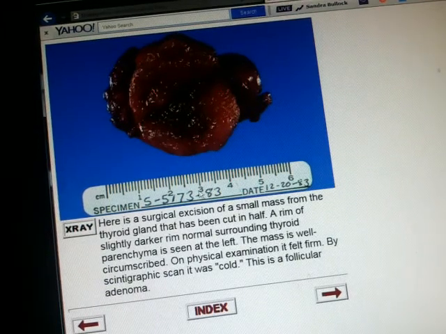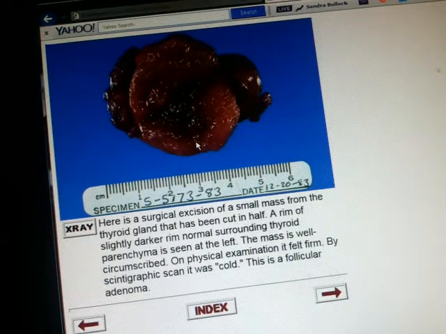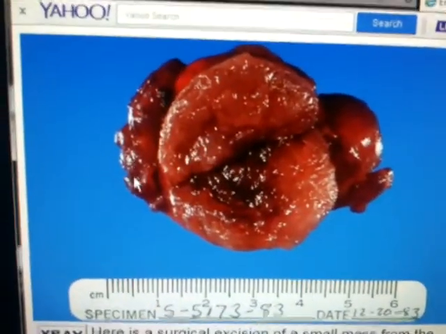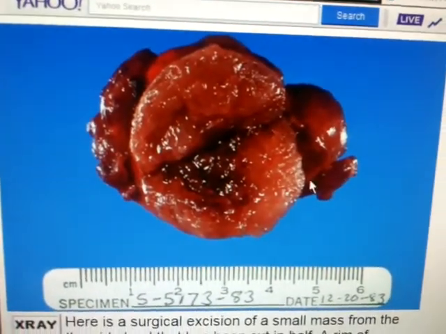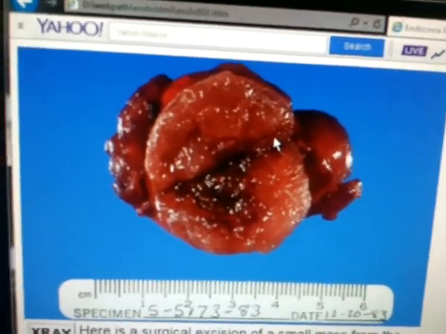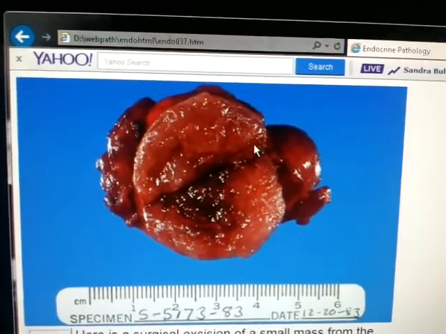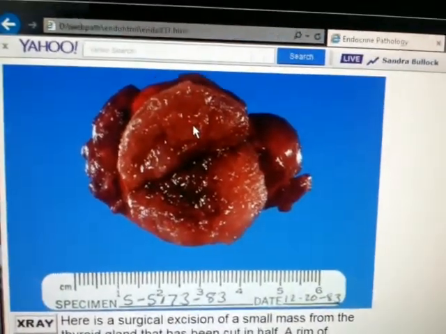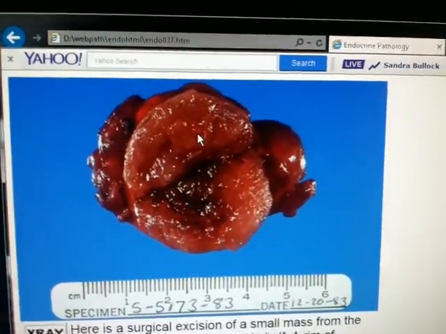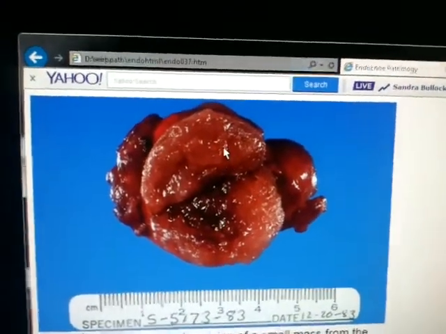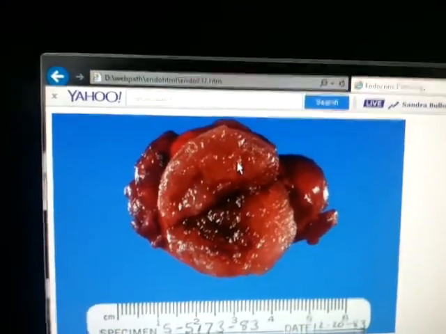Here, a surgical excision of a small area from the thyroid gland. This is the lesion, and this is the remnant of normal thyroid tissue. It is a well circumscribed mass, slightly firm on palpation, and by scintigram or PET scan, it is called a nodule, which is a follicular adenoma.